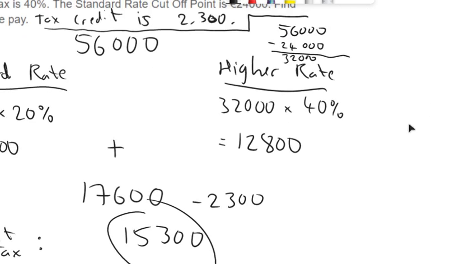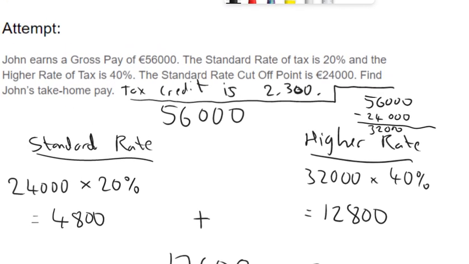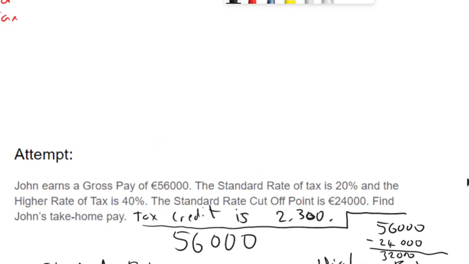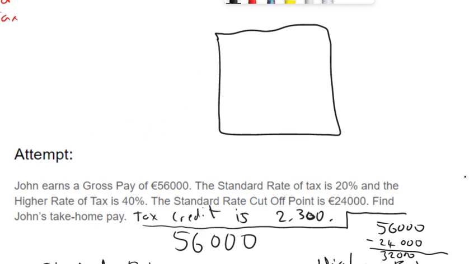I just want to show one thing at the end. If you're putting this question into that kind of diagram I had up there before, just to try and make it clearer again, the 56,000 is gross pay. That's everything. Your standard rate cut-off point here is 24,000.